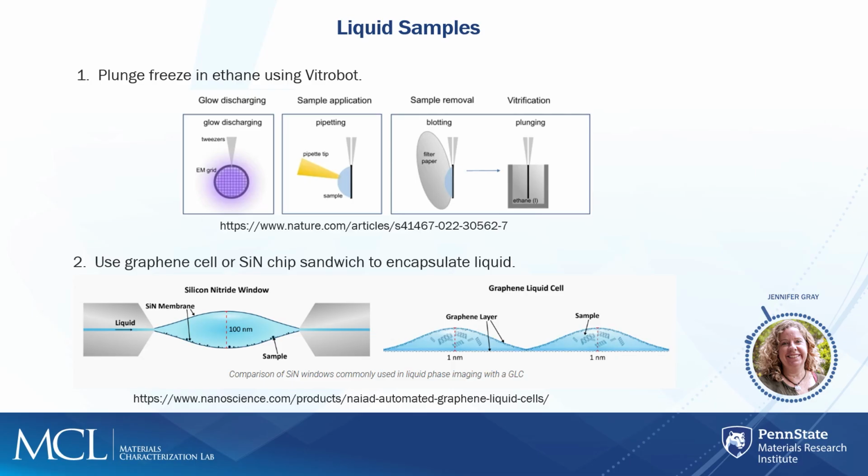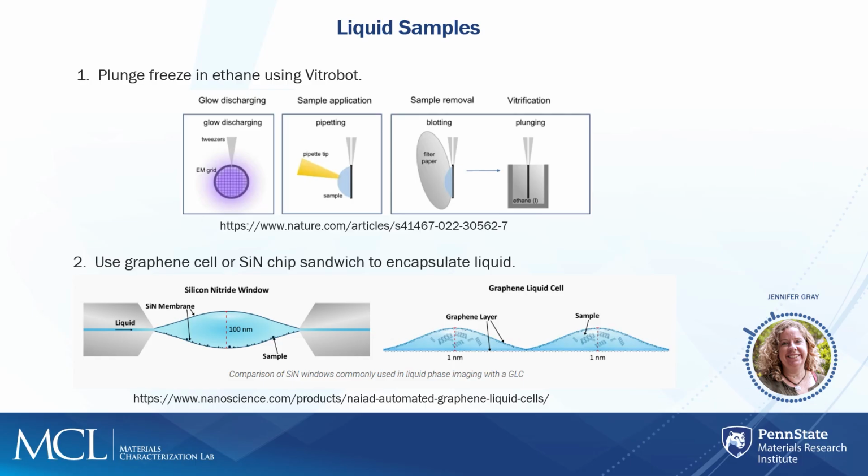And when we plunge freeze the sample in ethane, we're going to basically put a droplet on a TEM grid and then flash freeze it in the ethane. And that means it's going to freeze so fast, it's going to form amorphous ice and not crystalline ice. And so that's going to give us a nice imaging condition to see that frozen sample. So that's one way to do it.